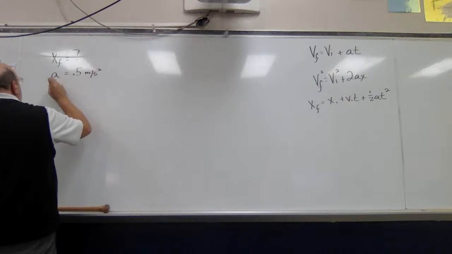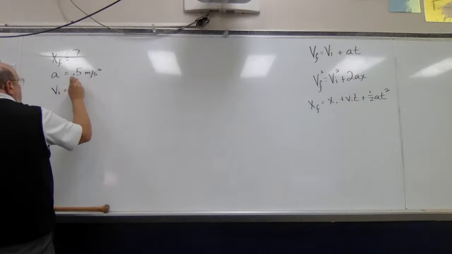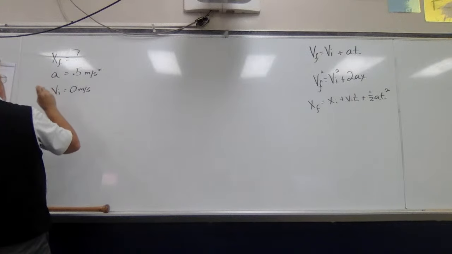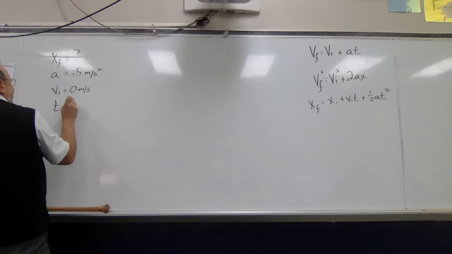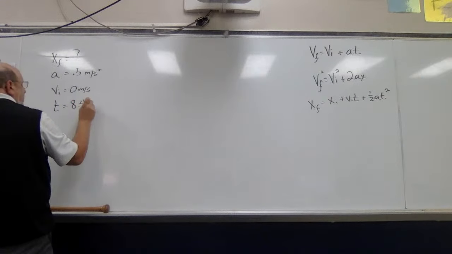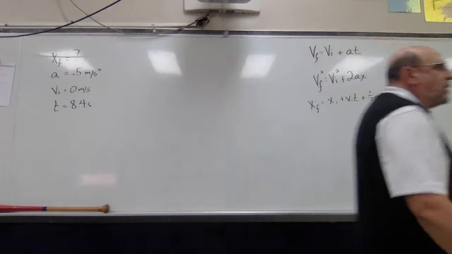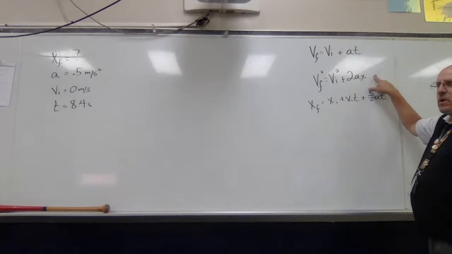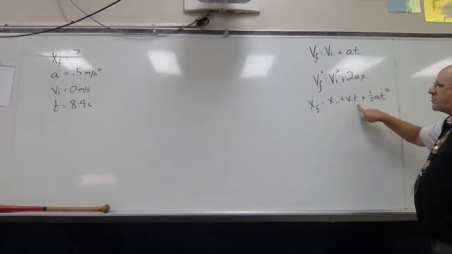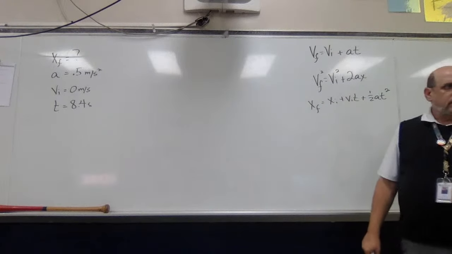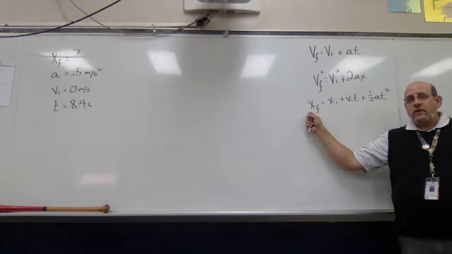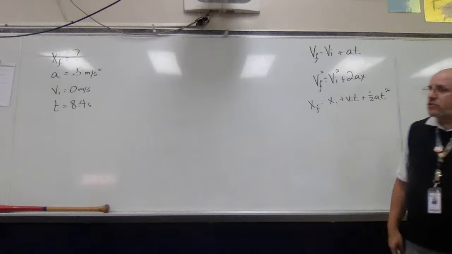Starts from rest. Okay, so you can say that Vi is 0 meters a second. And t is 8.4 seconds. Good? Now, if we're solving for displacement, we could use one of two, but we don't have a final velocity. So let's go with the one on the bottom. It's already solved for final displacement. We don't have any initial displacement, so we'll ignore it.